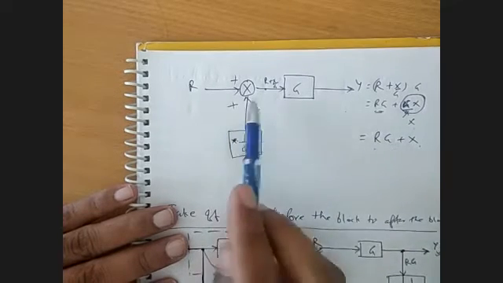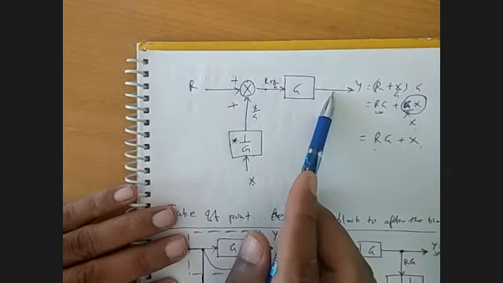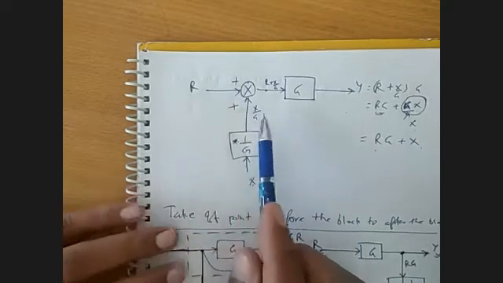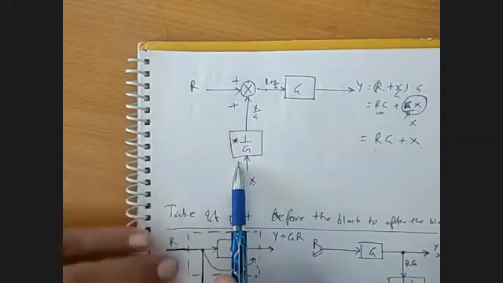That means whenever we are moving a summing point from after the block to before the block, then we have to connect a block of 1 by G gain in the feedback path.